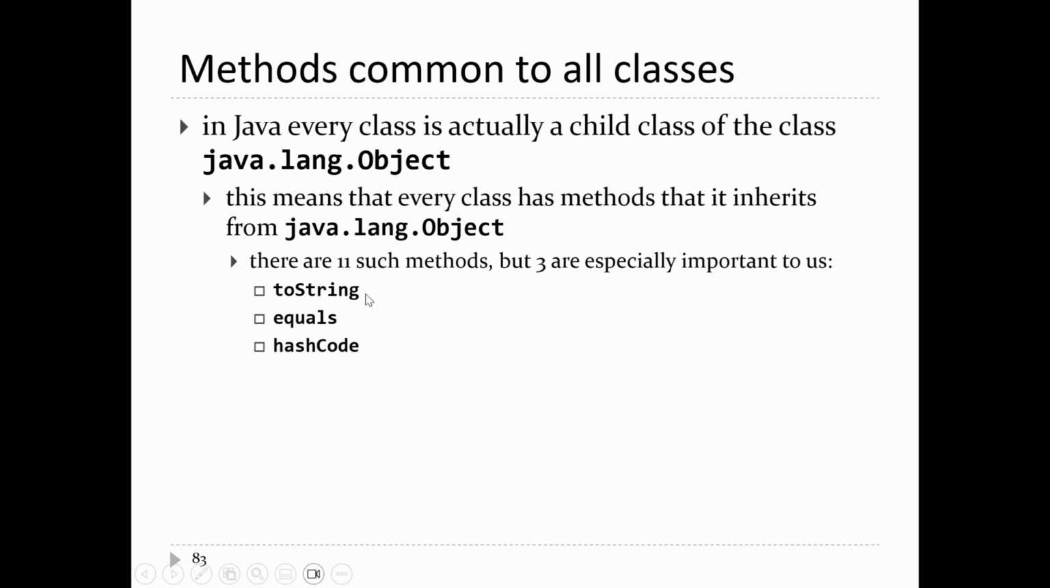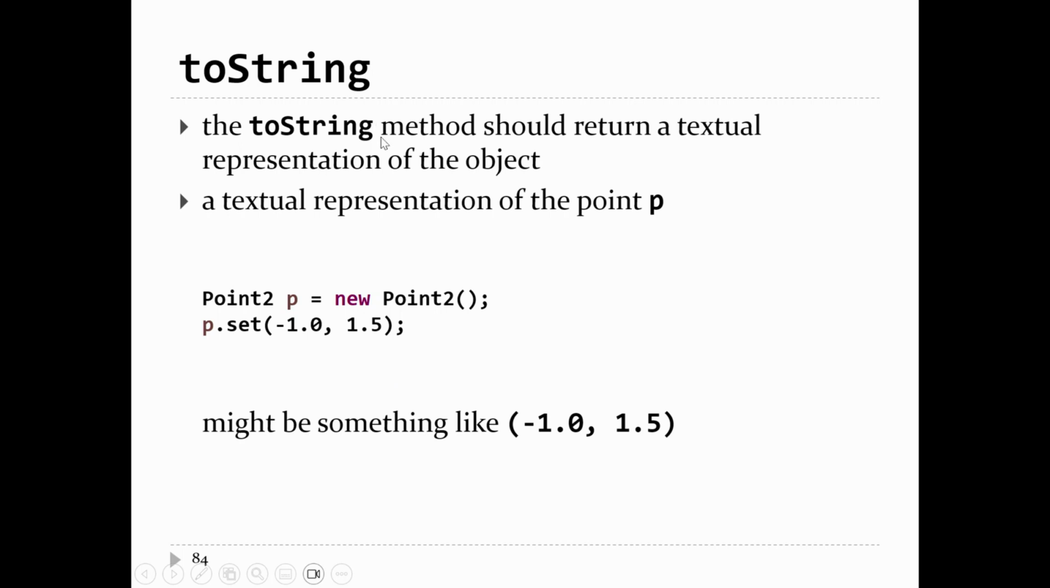So I can use our Point2 class and call toString on a Point2 object. I can also use equals, and I can also use this thing called hashCode. These are the three methods that you get from Object that we're interested in this course. Okay, so what should toString do? Ideally, toString should return a string that represents your object, that tells you some information about the object itself.